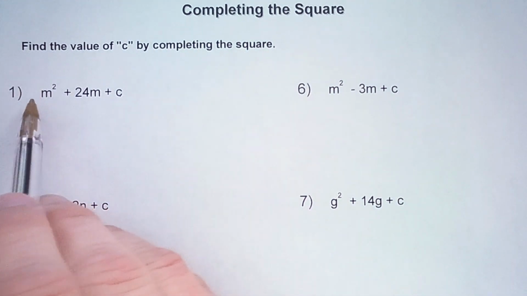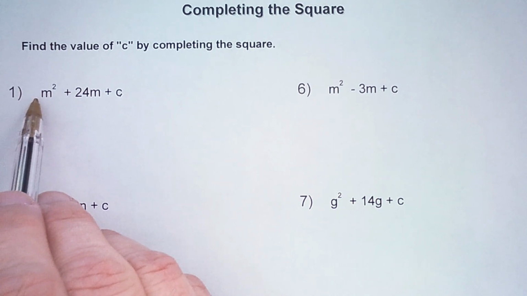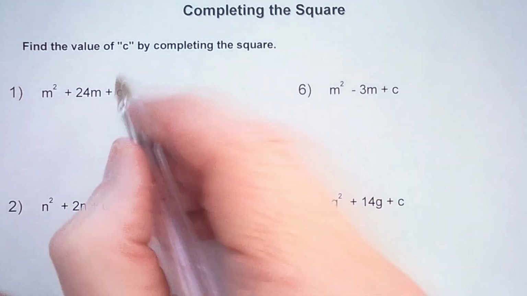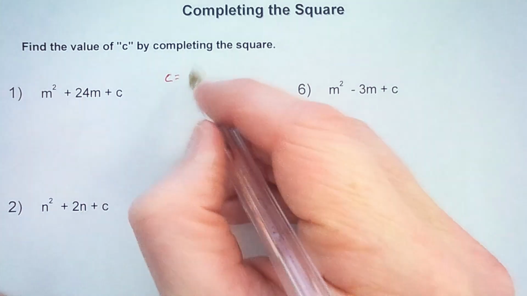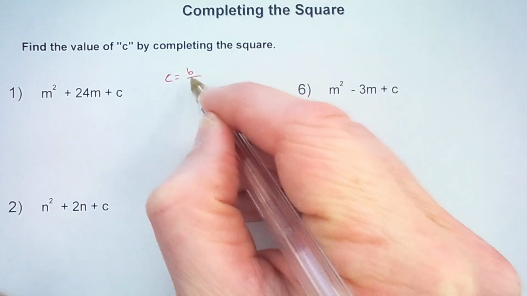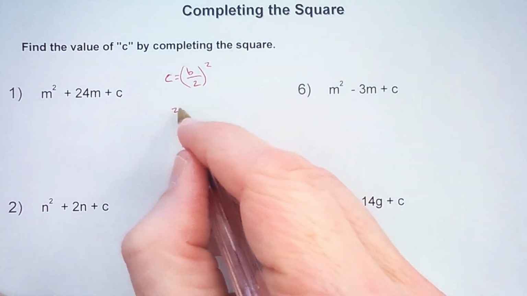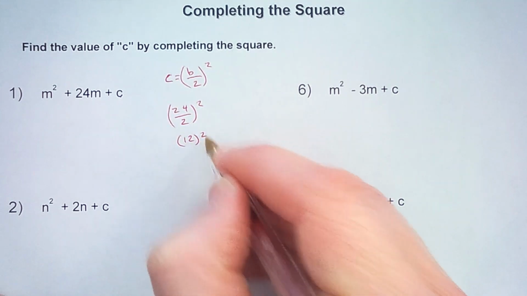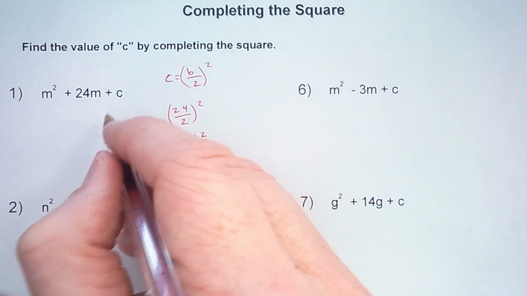Okay, now in order to complete the square, a, which is in front of this here, the lead coefficient, must be 1. And in every case here, a is indeed 1, so we can complete the square. So to complete the square, we find c, and c is found by taking b, which here is 24, and I'll just write b, divided by 2, and we square it. So in this case, it's 24 divided by 2 squared. Now that's 12 squared. And 12 squared is 144.